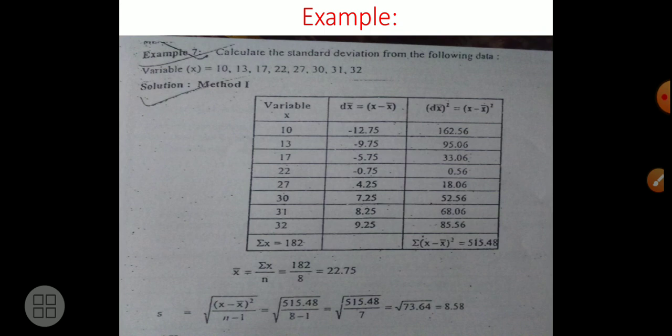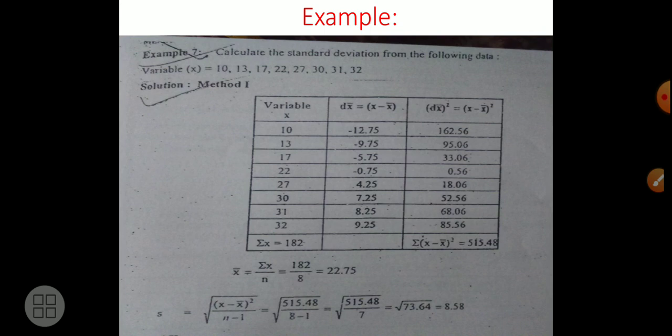So these values, summation of (x minus x bar) square, the total comes to 515.48. So the formula is with us. According to the formula, square root of 515.48 divided by 7, that is equal to square root of 73.64. The final value is 8.58, the standard deviation that we have calculated.